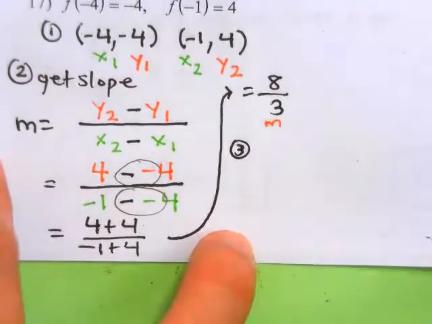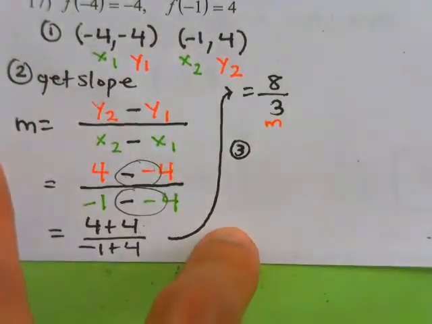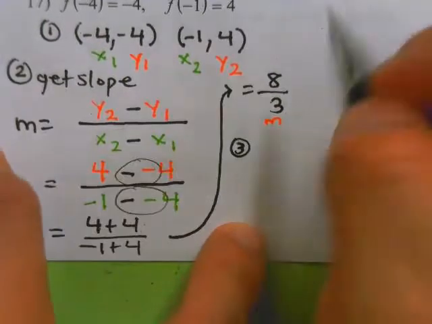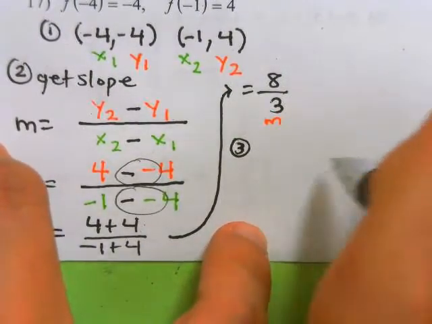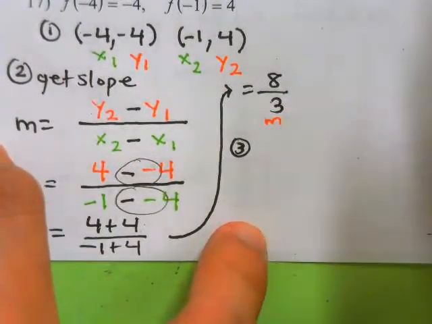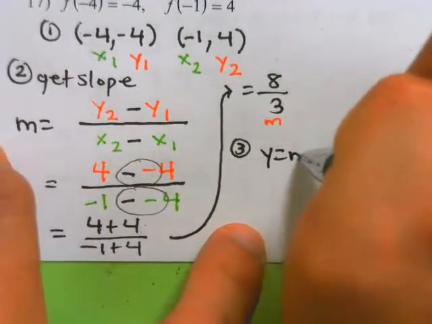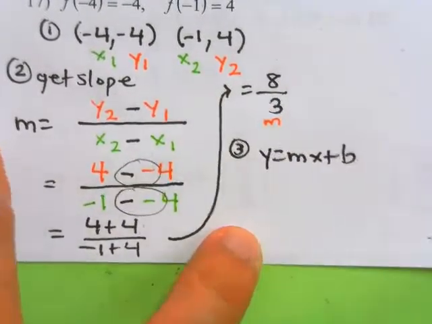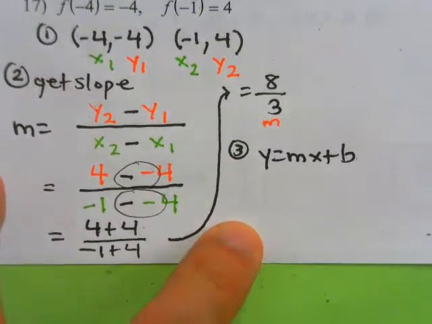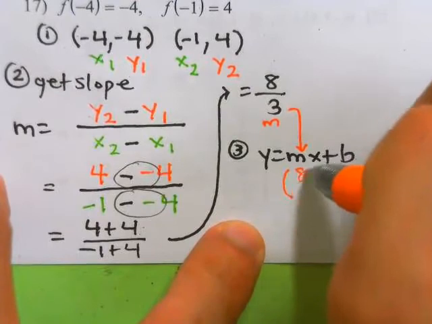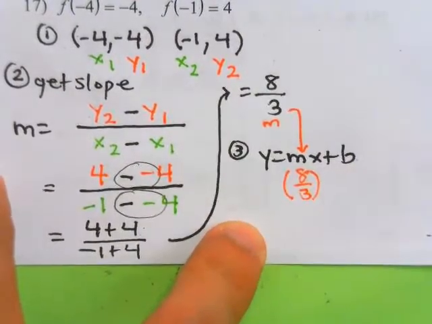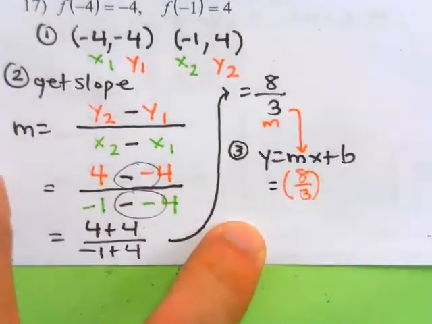The last two steps are going to be the same, even though I labeled this as step number 3. What equation are we going to use now so that we can find our b? Yes, y equals mx plus b. For right now, I'm going to input the 8 over 3 first, because there is a question that happens here.